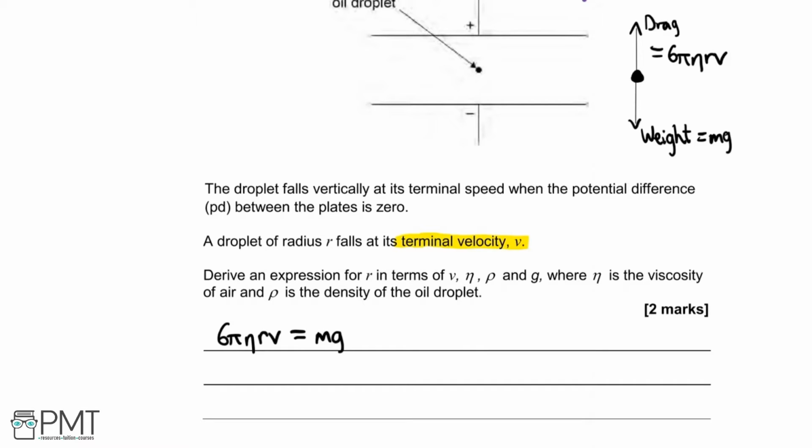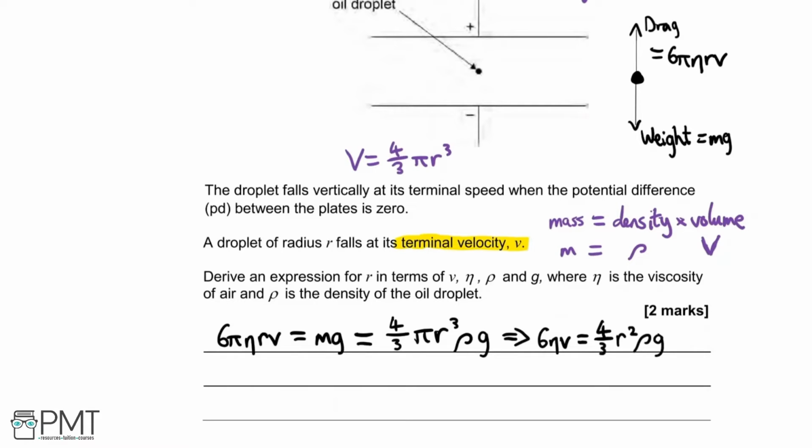Now density is equal to mass divided by volume, which means that mass is equal to density multiplied by volume. Now bear in mind that this equation needs to also be in terms of the radius, not the volume, so we need to make another substitution for the volume of a sphere. So by substituting the volume equation into the density equation, and then substituting that entire expression in for mass, we arrive at a new expression for the weight of the droplet.